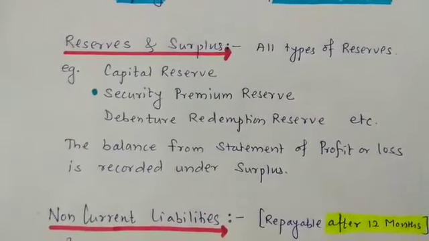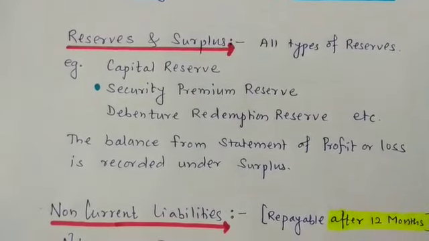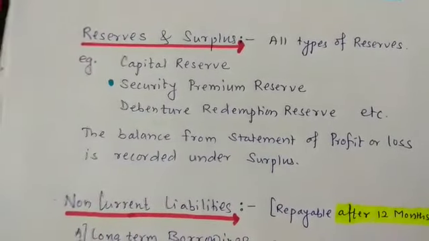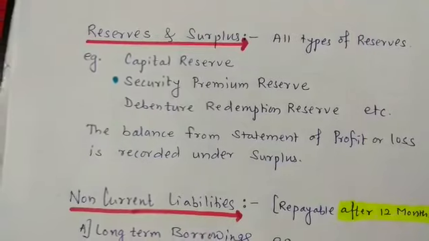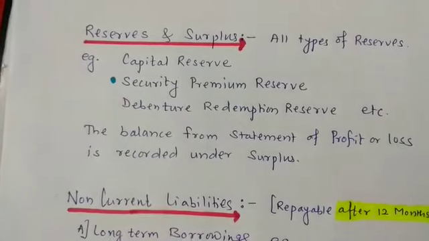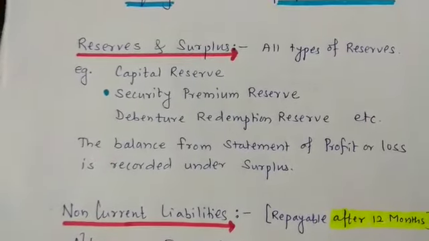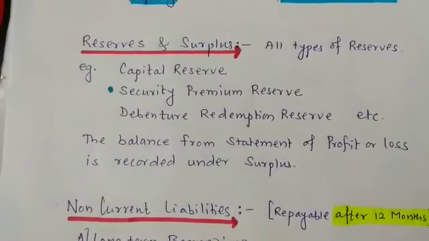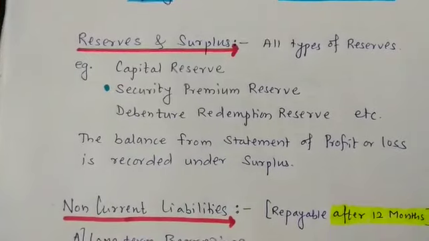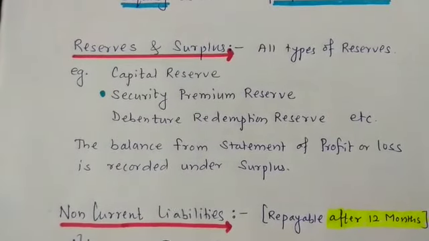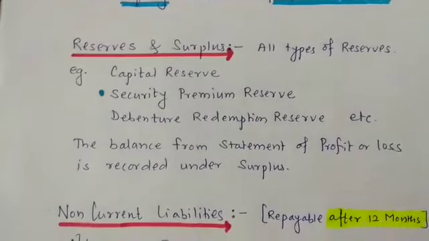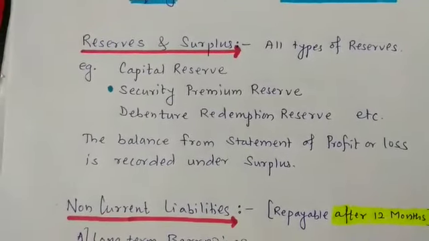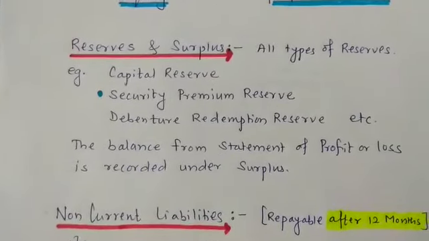Next is reserves and surplus. There are two parts of it. First is reserves and the second is surplus. Reserves are nothing but a part kept aside out of the profits. All the profits are used not only for dividends, they are also used for some specific reserves such as capital reserve, securities premium reserve, debenture redemption reserve, etc. The profit and loss account balancing figure is considered as surplus. If it is a profit, it will be shown as a positive figure. If it is a loss, it will be shown as a negative figure.